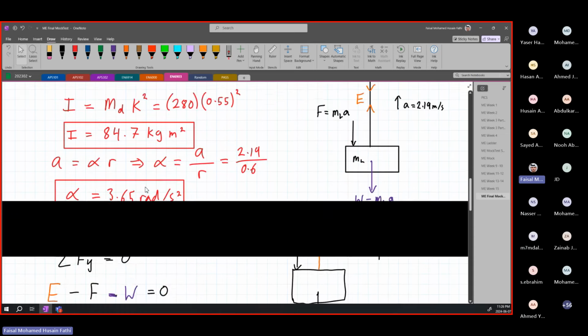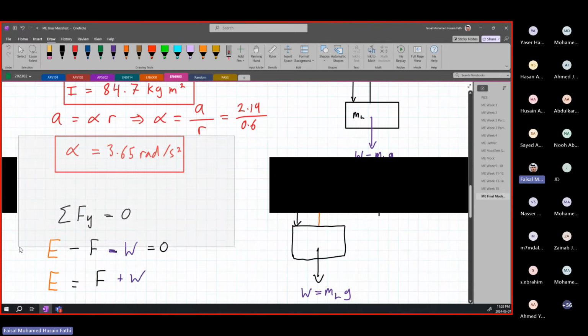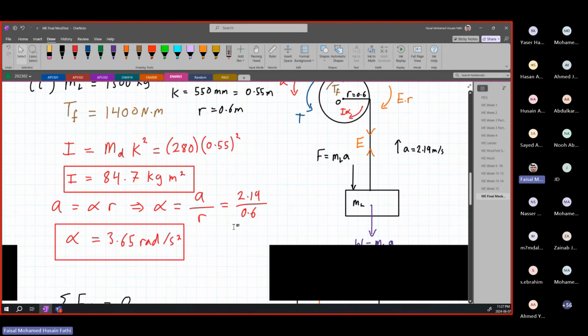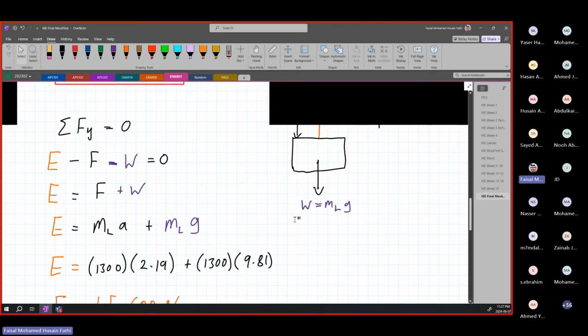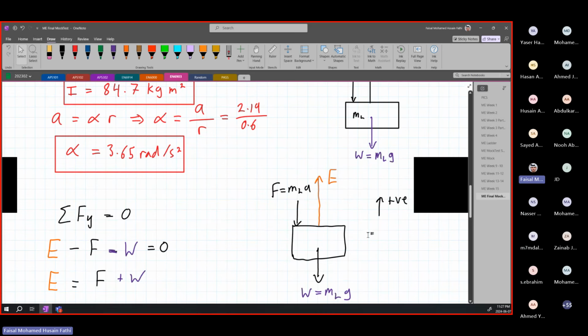So once we find our values, you can find your I, like I said, using the equation of mass times radius of gyration squared. And you can find your angular acceleration from this equation, which is acceleration is equal to alpha r. So alpha is just the acceleration divided by the radius. All right. Once you find your I and your alpha, then you can start solving for the question. You need to find the tension in your spring, or the tension in your cable or line or wire.